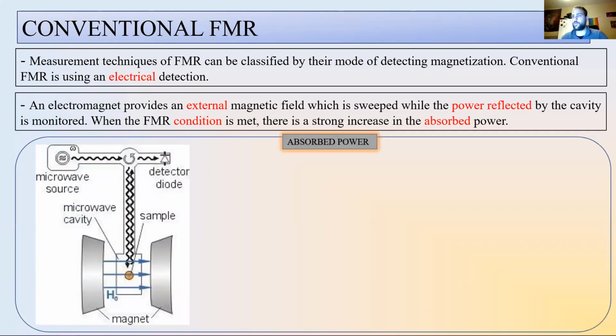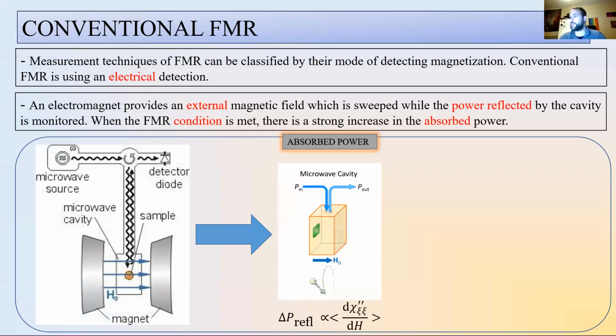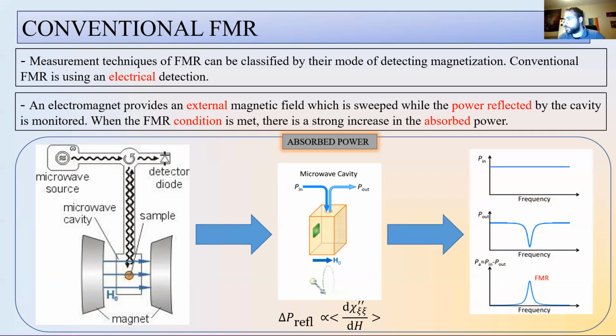So in this method, an electromagnet provides an external magnetic field which is swept while the power reflected by the cavity is monitored. This power reflection means that our mode of detecting is the electrical mode. So when the FMR condition is met, there is a strong increase in the absorbed power, which is in relation with the field derivative of the power of our microwave source. Here we can see the power input, and we can see the Lorentzian shape in our power output, and it is our loss in the power that is reflected when the FMR condition is met.